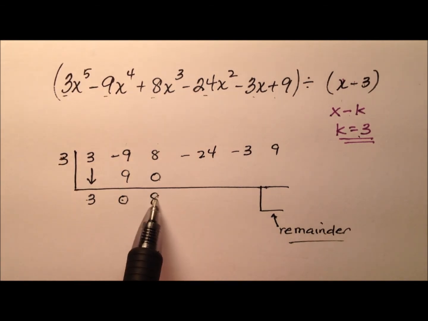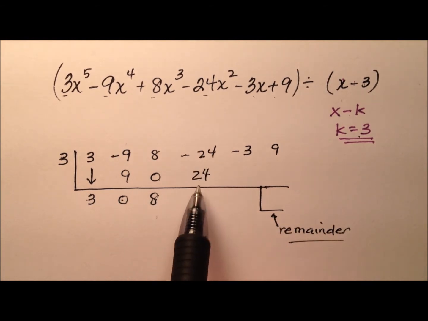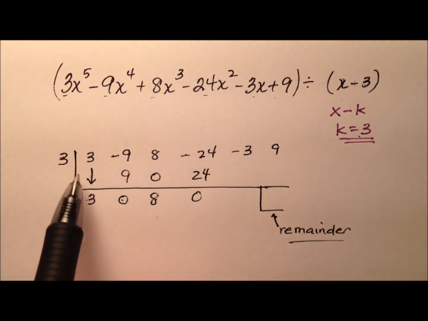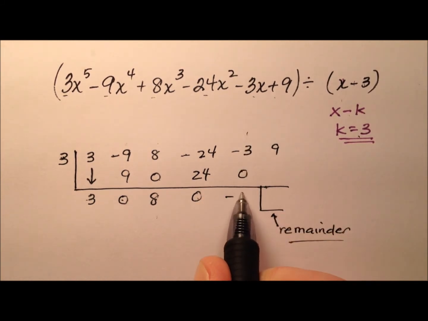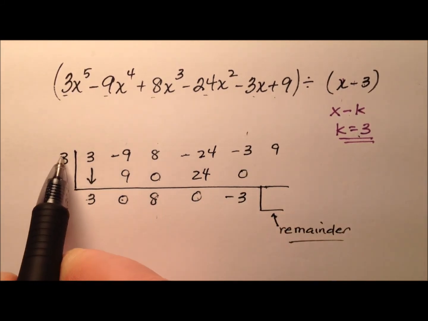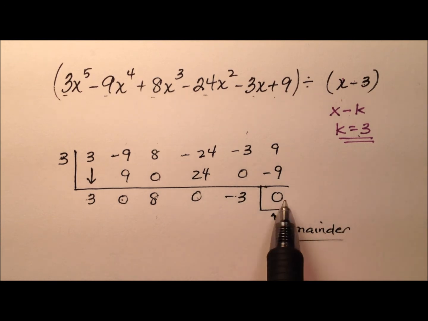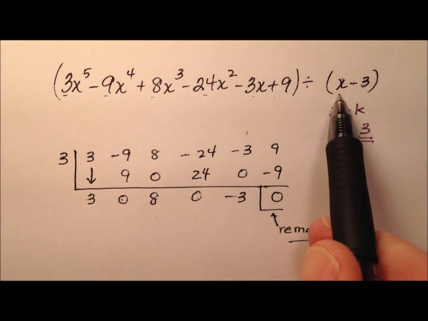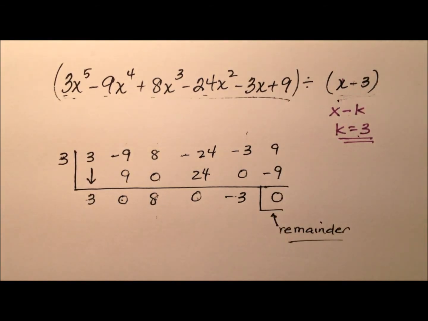Multiplication, so 3 times 8 is 24. And then we'll add this column up. Negative 24 plus 24 is 0. And then multiplication again. 3 times 0 is 0. Add this column up for negative 3. And then my final multiplication will give me negative 9. So when I add this last column, I get 0 for my remainder. Well, having 0 for a remainder is pretty fantastic because that means this binomial evenly divides this polynomial.